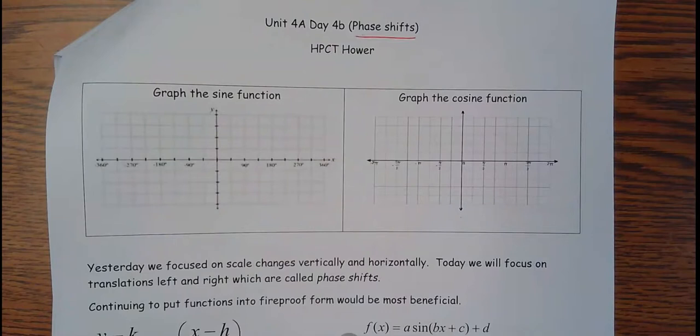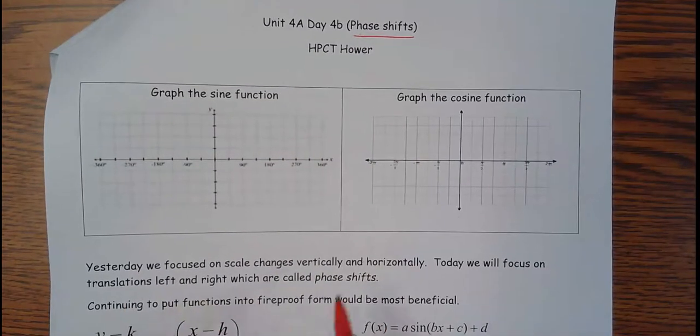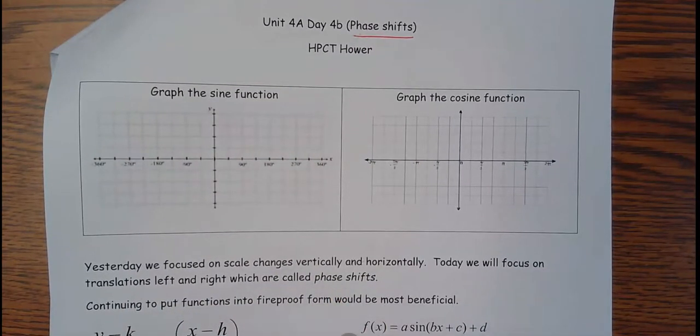Yesterday we did graphing, and then we did vertical and horizontal stretch and shrink. Now today we're going to add a little bit to that. Now we're going to shift it up, down, left, and right. So a phase shift is really left and right. We'll also do some horizontal shifts. Yesterday we focused on changing vertically and horizontally. Today we'll focus on translations left to right, which is called phase shifts.